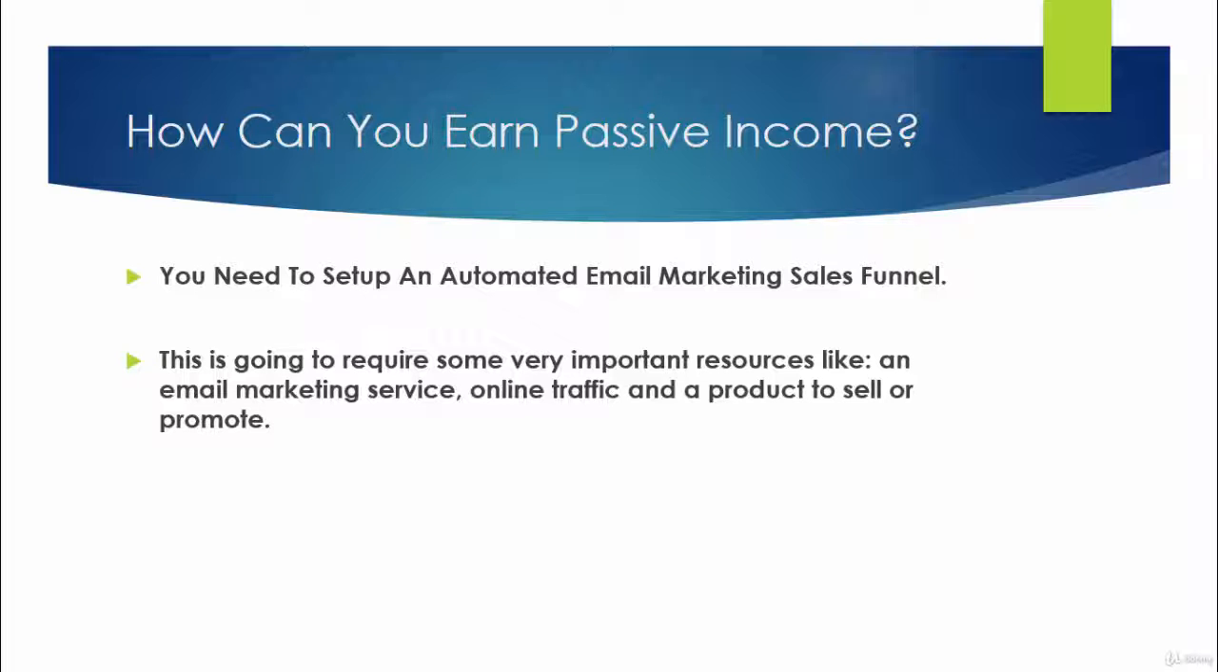This is going to require some very important resources like an email marketing service. Probably you have heard about GetResponse or Aweber or MailerLite or MailChimp, which is probably the most popular one, or other email services like that, which allow you to send emails to your list and to create different automations. You are also going to need online traffic. So basically you need to generate online traffic to your email marketing sales funnel, and a product to sell or to promote. It can be your own product, or as we have discussed in other lectures, it can be an affiliate product or a product of someone else.